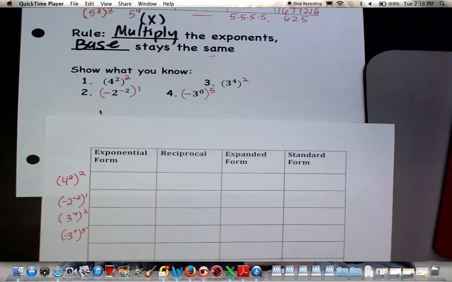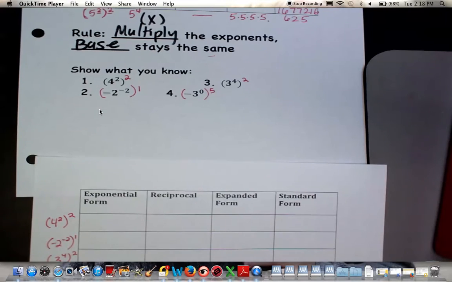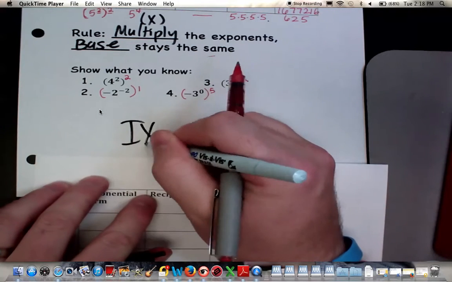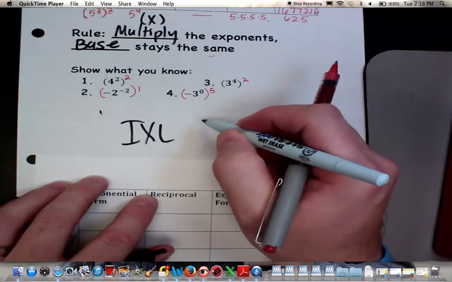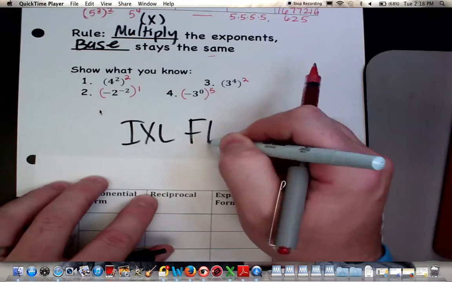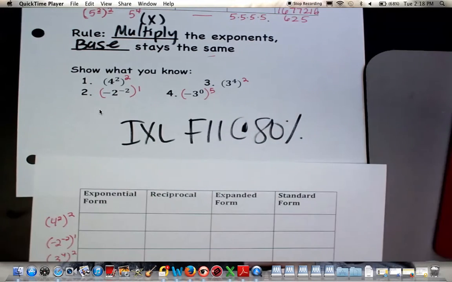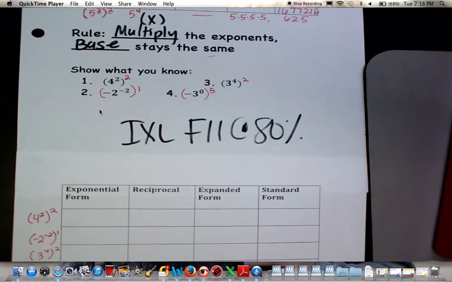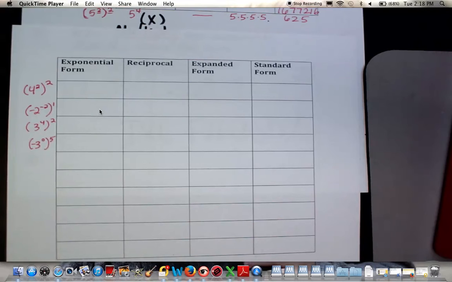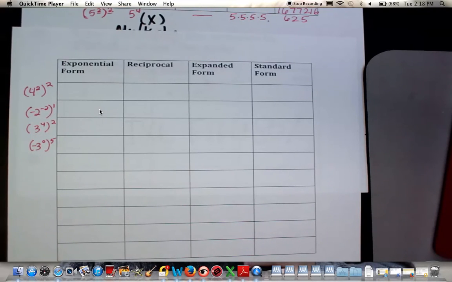After you finish this and I've checked it, you'll need to go on to your IXL and take a look at, I think it's F11, at an 80%. So you'll be able to use the rest of your organizer on F11 at 80%. So I'll let you go ahead and get to that.